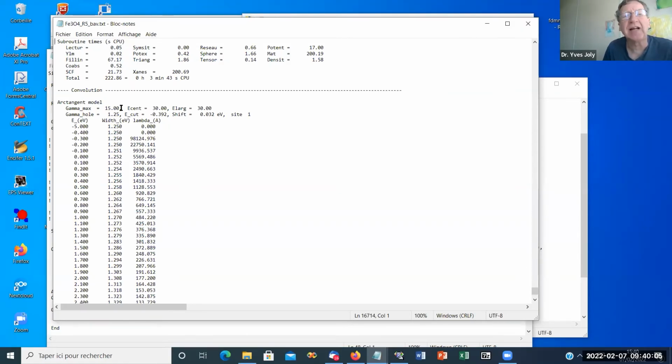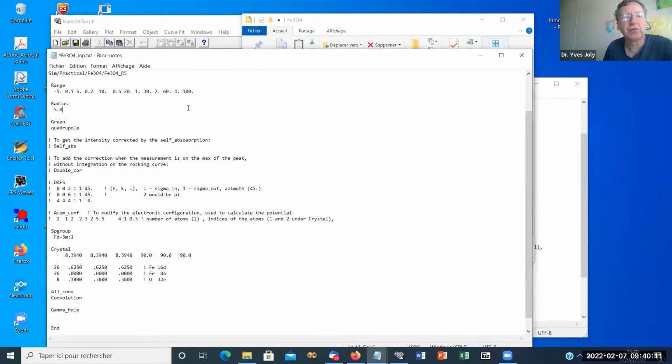And gamma max is another parameter. It's for the width of the photoelectron state at infinite energy. So, for example, typically we could have 0.7 eV. I don't know if this will give a lot of difference. So you could do that. So you can run everything again with this keyword gamma hole. But in fact, it's not so clever to do it that way because sometimes calculations are long and the convolution part is very short, on the contrary.